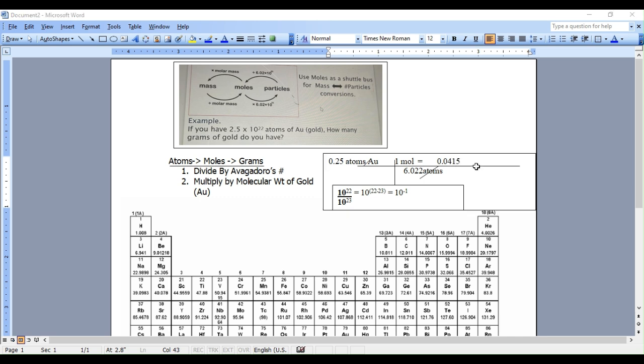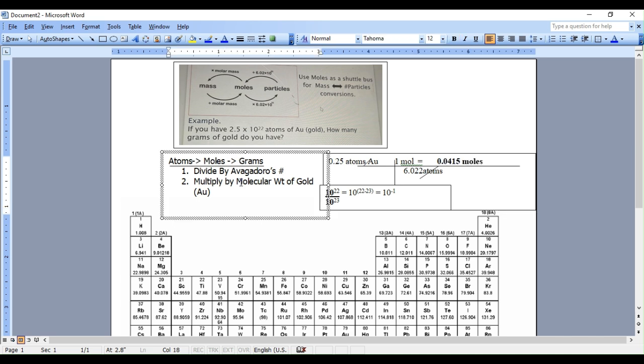0.25 divided by 6.022. Yep, 0.0415. What are the units? Moles. Because Avogadro's number turned that into moles. Halfway there. We did the difficult math. This was the difficult math. Got rid of the exponent portion. And we got moles. So now we've got to go moles to grams.